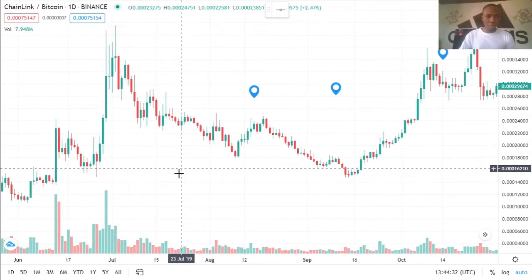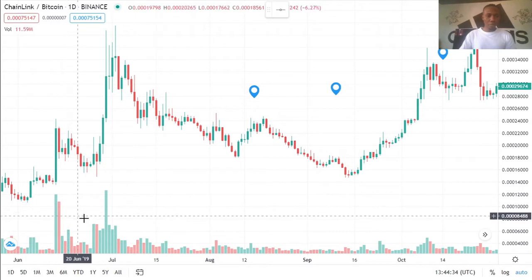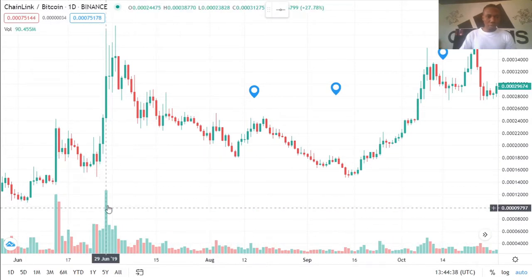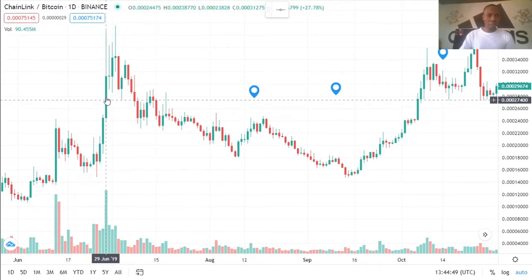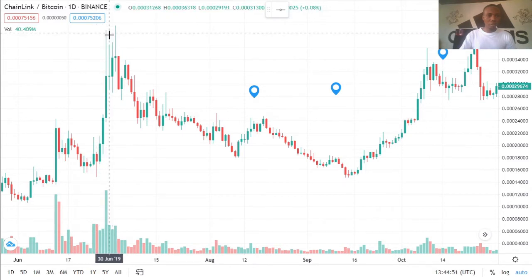Let's take for instance and look at this. You can see the price of this coin went up here, and you can see the volume rise alongside it. It means that this was very bullish. You can see the price went up all the way here, and the volume over here increased from 35 to 90 and so on.